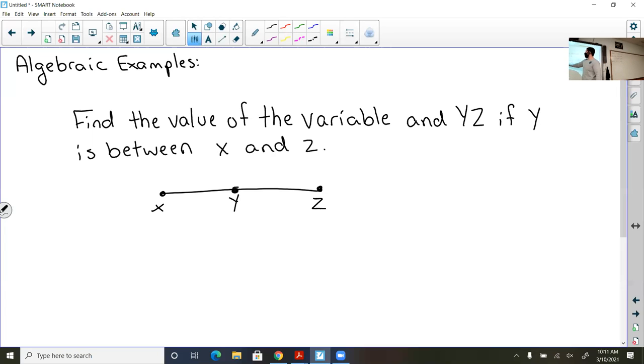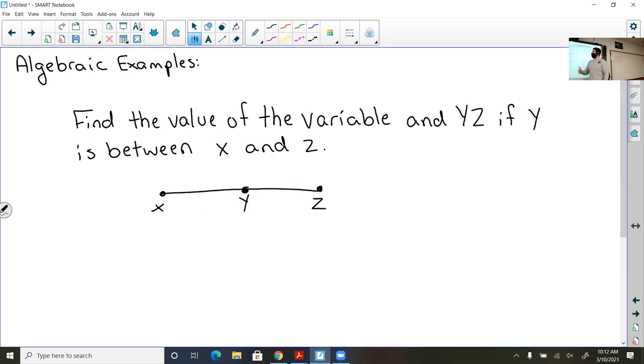So I really don't know if y is over here, or anywhere in between. I just know that it's not x, it's not z, it's just somewhere in between. In fact, in geometry, there's something called the betweenness of points, which is saying that if there is a point that is in between two other points, we are assuming that it's collinear. So we could draw a picture like this and it would be on the line.